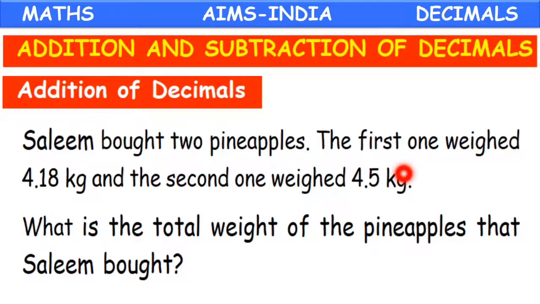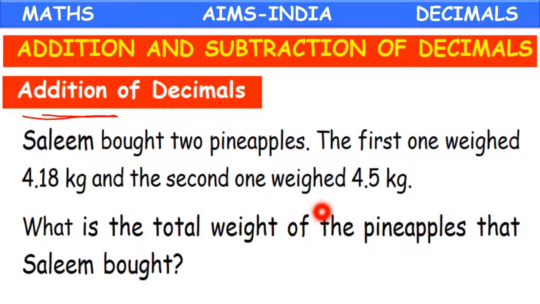Our next topic is addition and subtraction of decimals. Okay children, we are done with the arrangement of given decimals in descending and ascending orders. Next we are going to learn about addition of decimals. We have a word problem here. What is it? Salim bought 2 pineapples. The first one weighed 4.18 kgs and the second one weighed 4.5 kgs. What is the total weight of the pineapples that Salim bought?